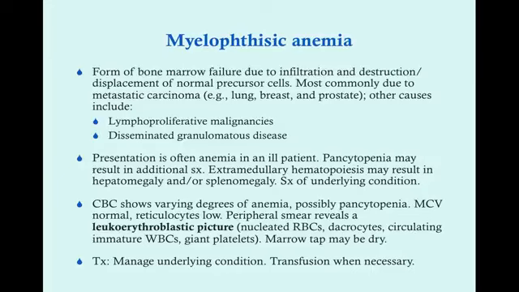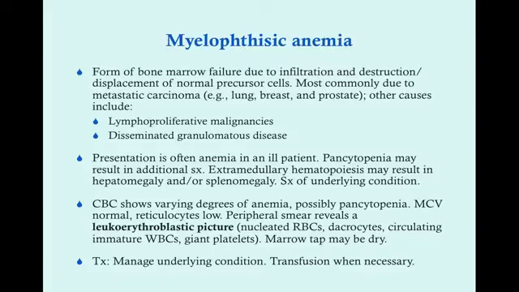Presentation is usually going to be anemia, and not only anemia, but anemia in an ill patient. Now, normally we think anemia in an ill patient, anemia of chronic disease, and that should be at the top of your differential. But when you have anemia in an ill patient, whether they have cancer, known cancer, or not, myelophthisic anemia should be on your differential, and this is why you want to get a smear. And when you get that smear, you're going to be looking for those teardrop-shaped cells, those dacrocytes.